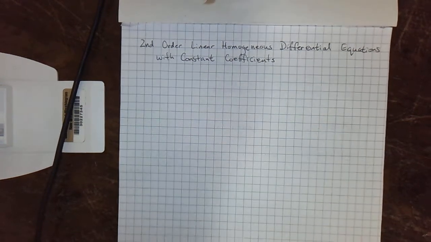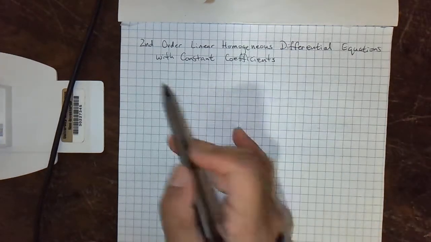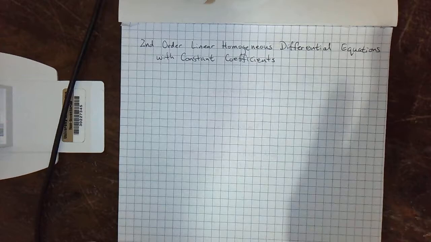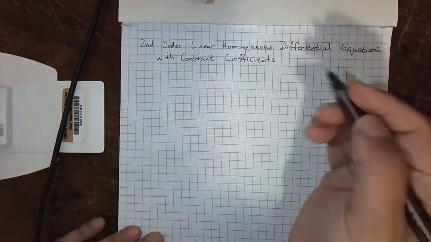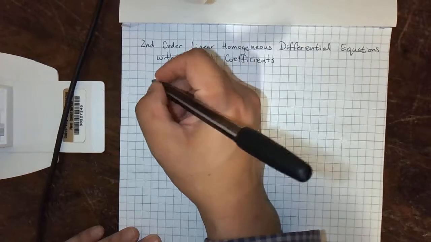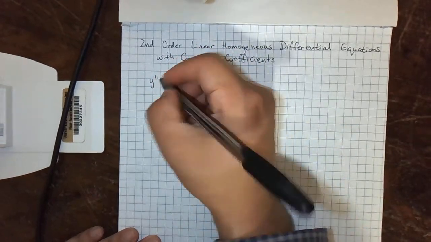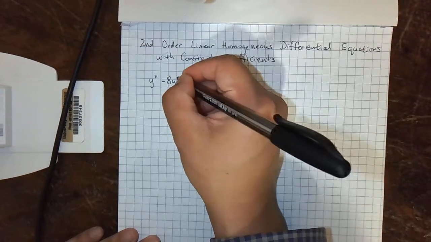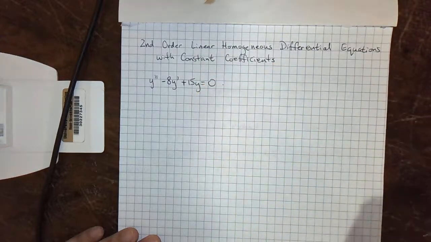Okay, we're going to talk about now how to solve second-order linear homogeneous differential equations with constant coefficients. We've added enough adjectives in here that these are the easiest type of second-order differential equations. So what kind of equation is this? Well, let's see. We have a y double prime, and then we can have constants. So let's say, for example, minus 8y prime plus 15y equals 0.